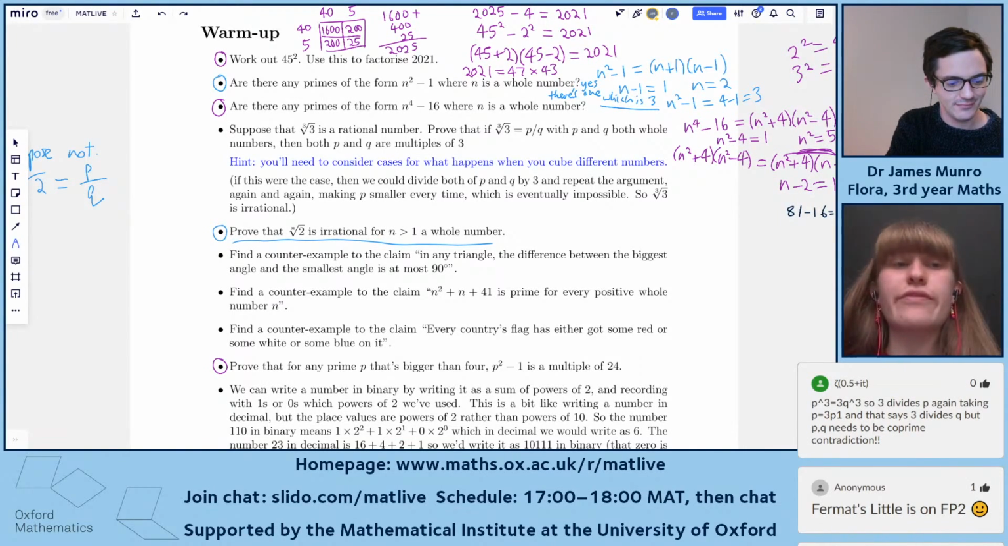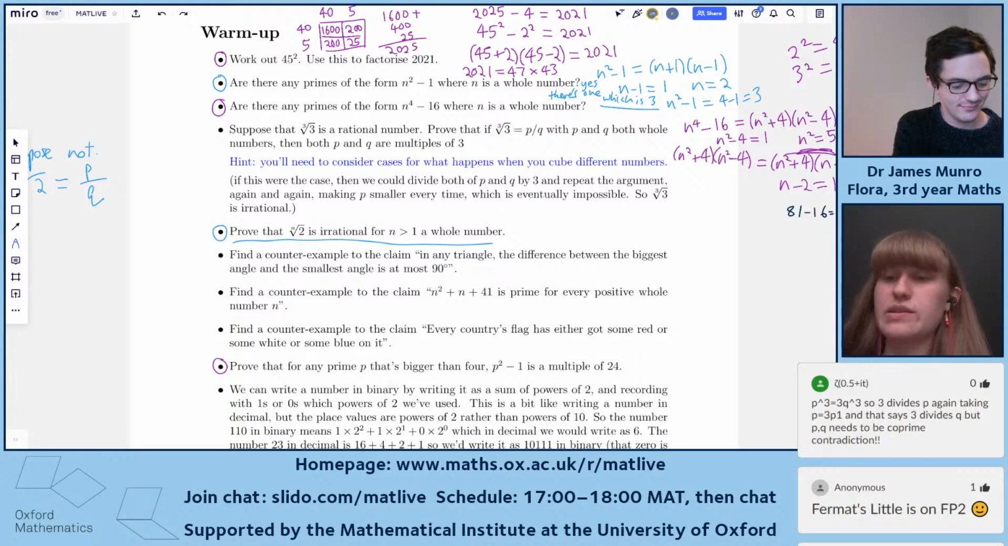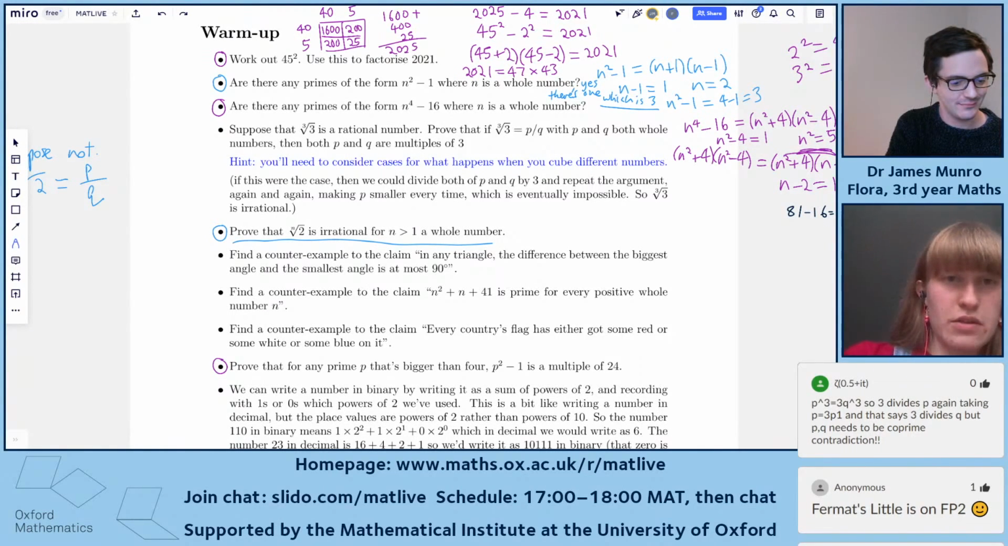Whenever you have a fraction, if something can be written as a fraction, it can be simplified to its lowest form, where the top and the bottom don't have any common factors and you can't simplify it anymore. So I'm just going to assume that we've already simplified it. So p and q are coprime, which means they don't have any factors in common. The highest common factor of p and q is 1, if you like.